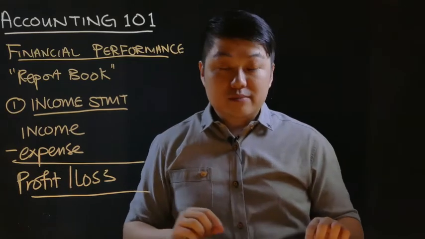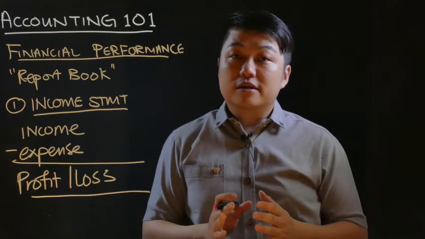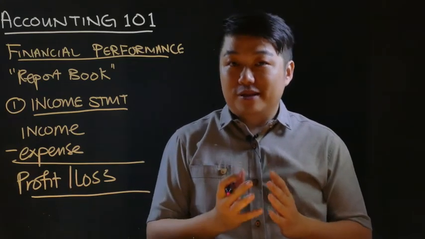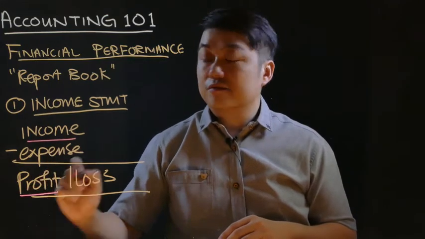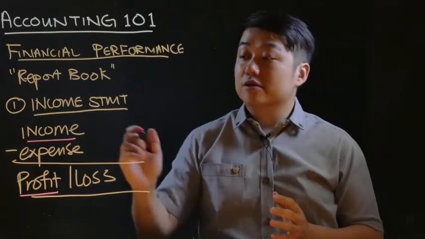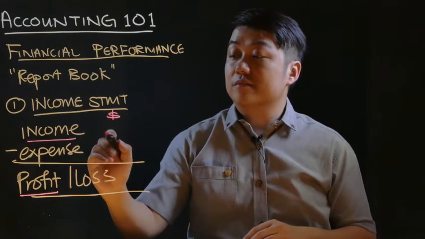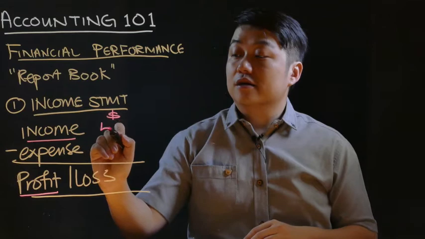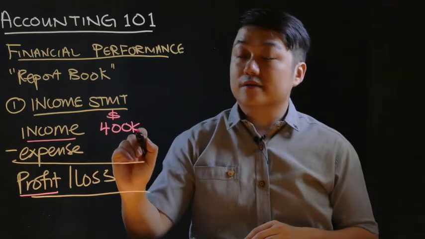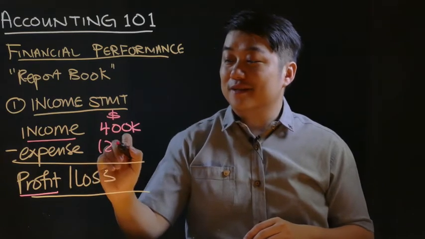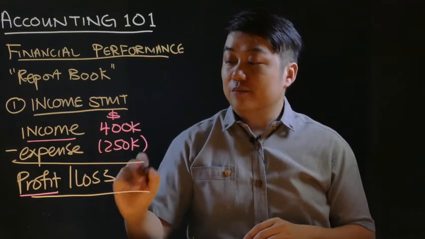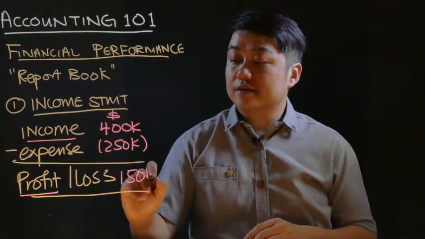Now, how would the numbers look like? The main thing about the income statement, the first thing that students have confusion about, would be the differentiation between income and profit. When I talk about income, the income of a business for, let's say, this year is 400,000. To generate this amount of income, the expense is, let's say, 250,000. Then the profit will be 150,000.